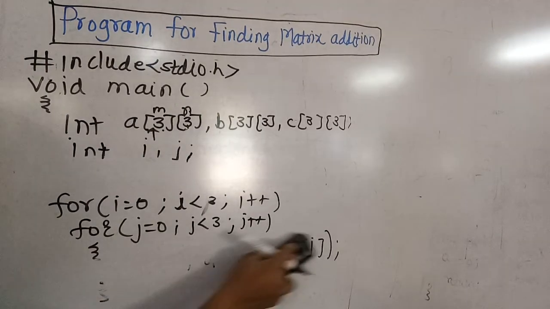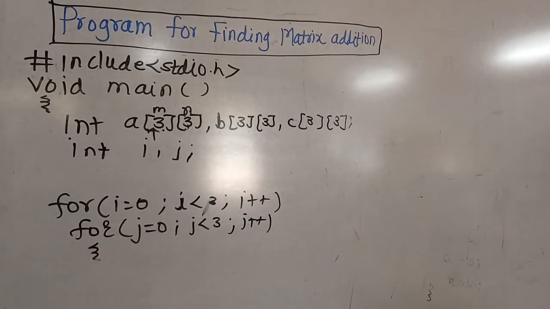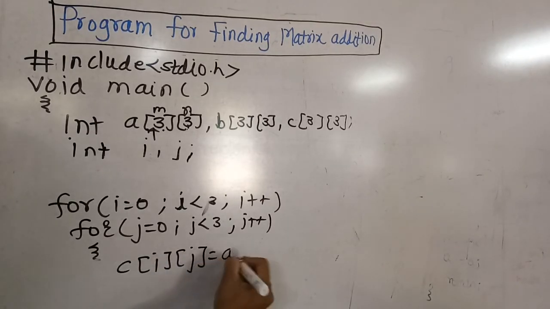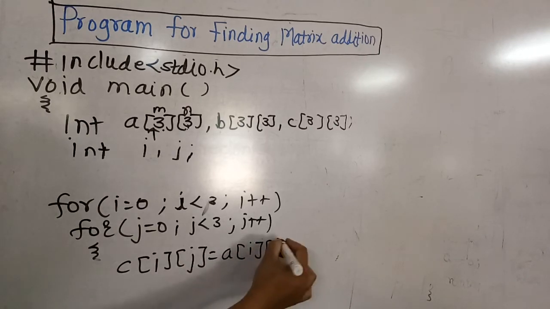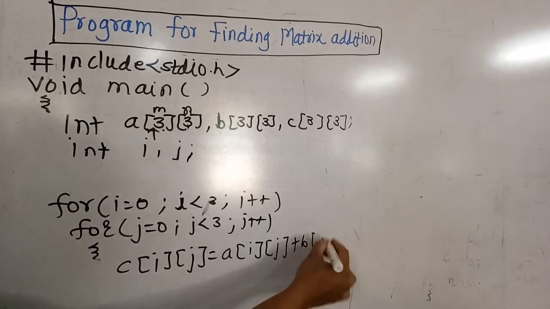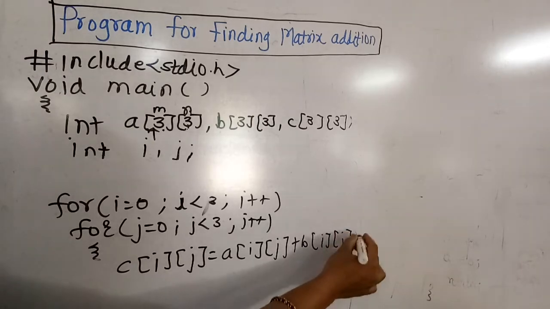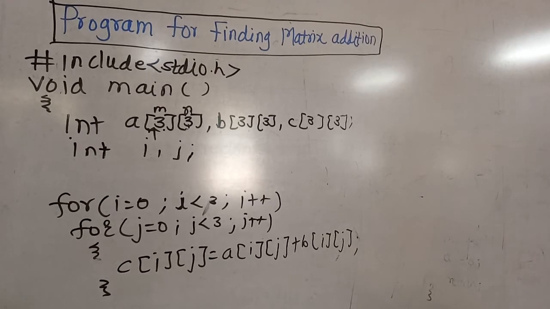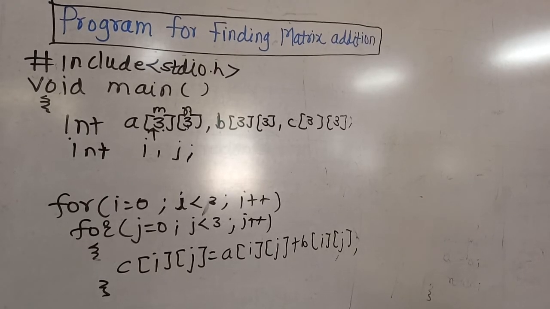In this we only have to calculate the addition. How to calculate the addition? It is simple. We are storing it into C. So C of ij equals A of ij plus B of ij. Like the regular addition mechanism, we are only using the proper subscript here. Then we will complete the for loops. Now this is the calculation of the matrix. This is over. What is the next step?